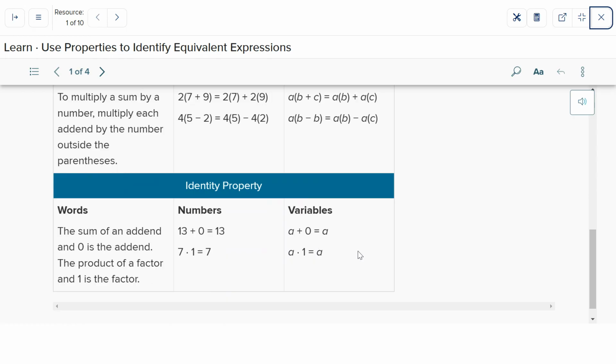And we've also got the identity property, which says the sum of an addend and 0 is the addend. The product of a factor and 1 is the factor. So if we are going 13 plus 0, then that's obviously just going to be 13. And so the addend, meaning 13, is the addend in this situation here. So anything plus 0 is just what it was in the first place. And then with multiplication, anything times 1 is just going to stay what it was in the first place. So 7 times 1 is 7. A times 1 is A.